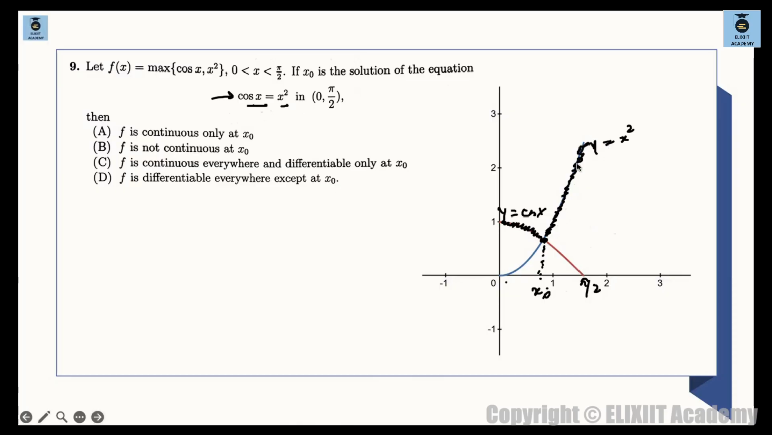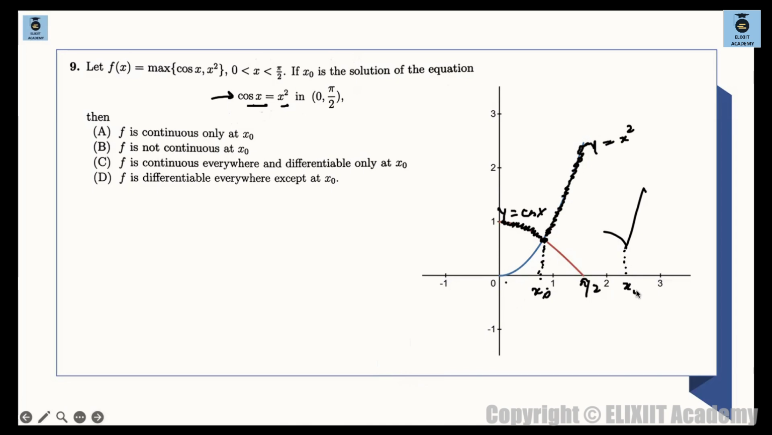है ना? ये जान लो, whenever max function is given, in that case you have to use the graph. Whenever max or min function is given, तो graph तो use करना ही है. So from 0 to x naught, we have cos x to be maximum, and from x naught to pi by 2, x square is maximum. Okay, so your graph is something like this. This is your graph. ये ऐसे जा रहा है graph. ठीक है.